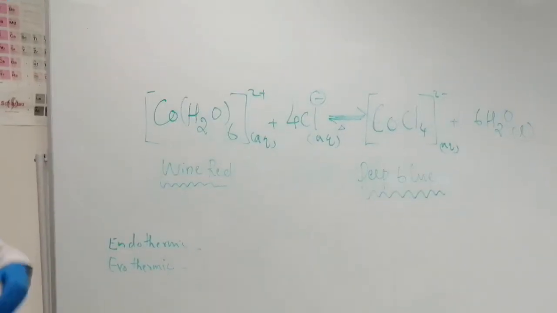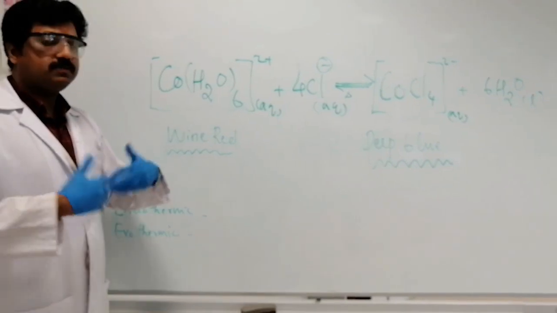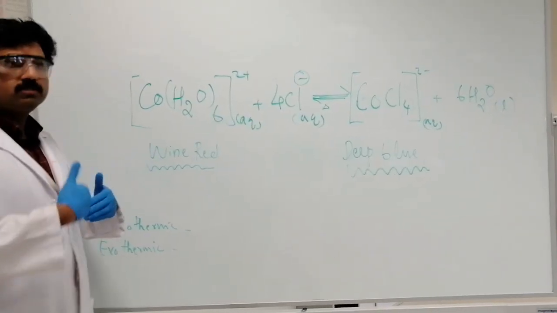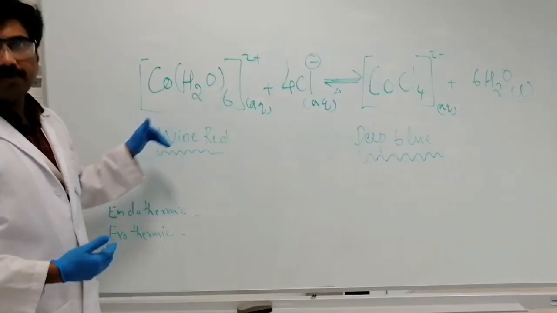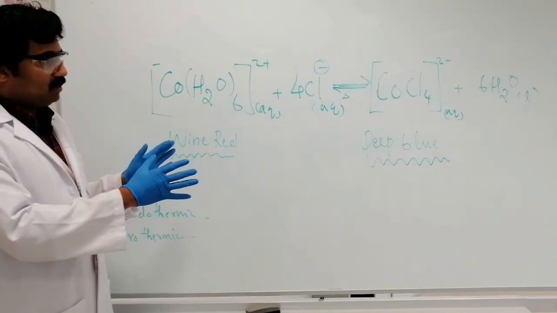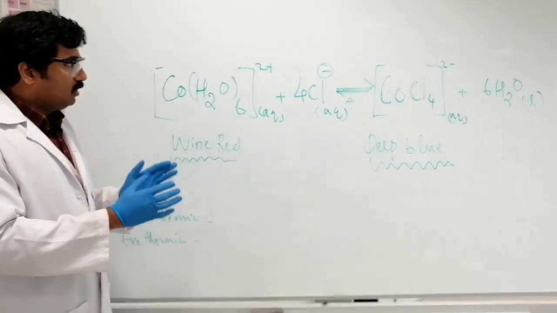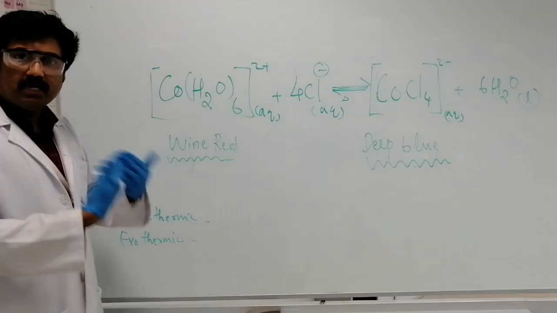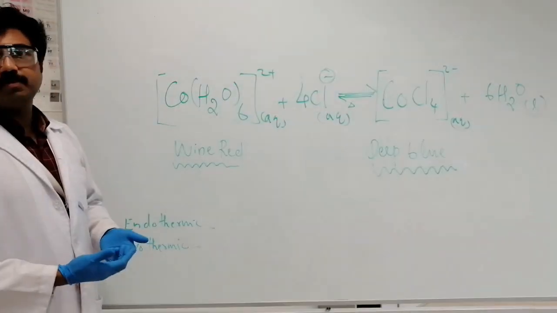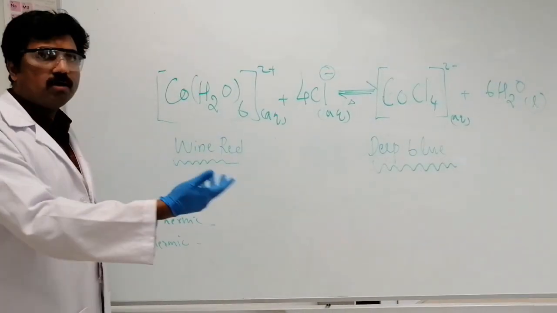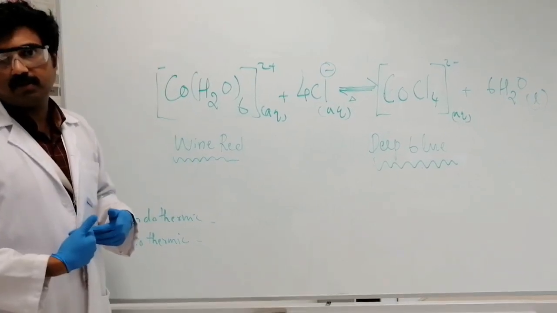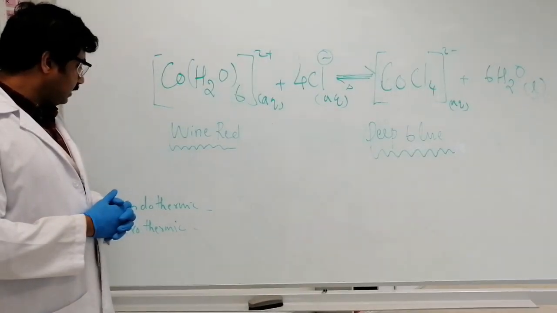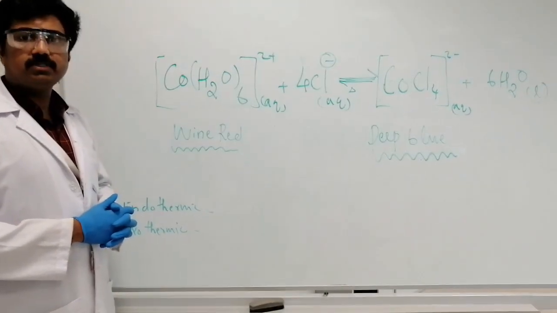Now, as we studied, in an equilibrium we have two reactions, right? One is the forward reaction, the other one is the backward reaction. Now from this observation, you have to find out which is the endothermic reaction and which is the exothermic reaction, whether the forward or the backward reaction is exothermic. So you can write this information in your experiment data sheet when you submit the report.